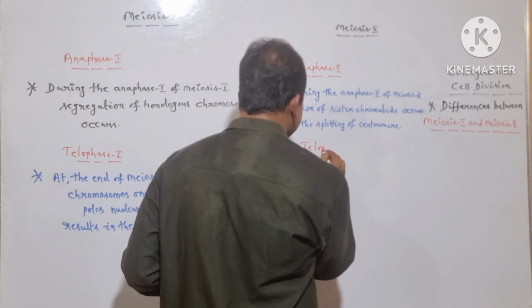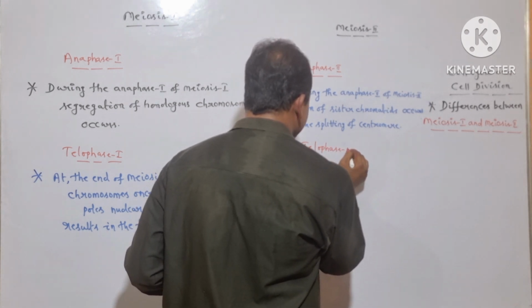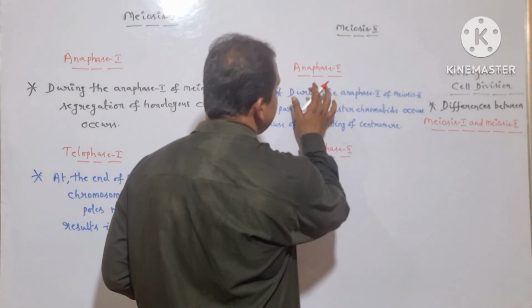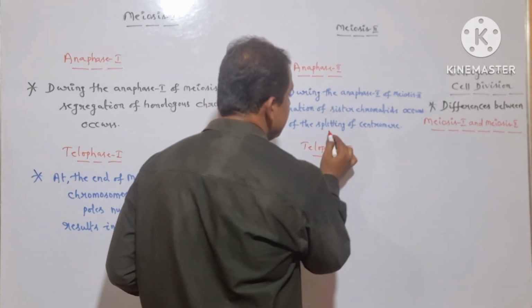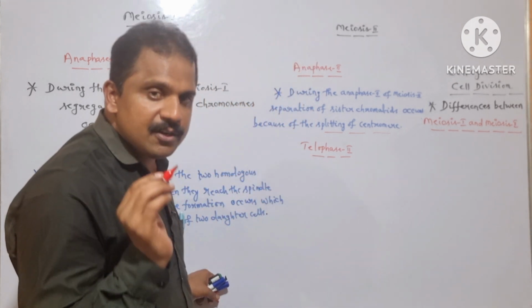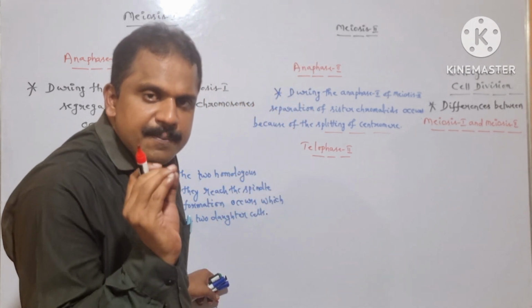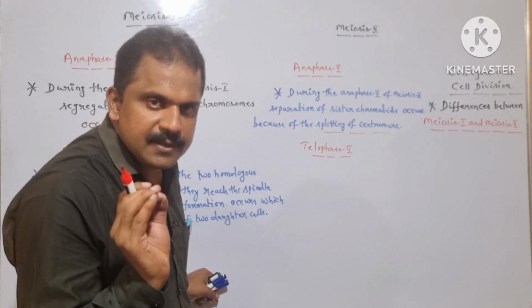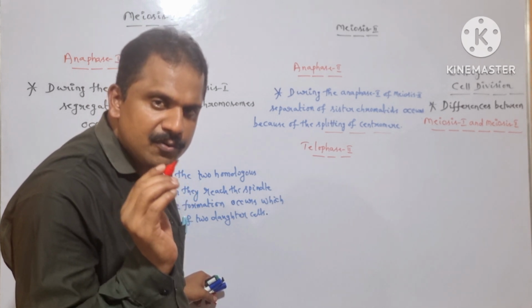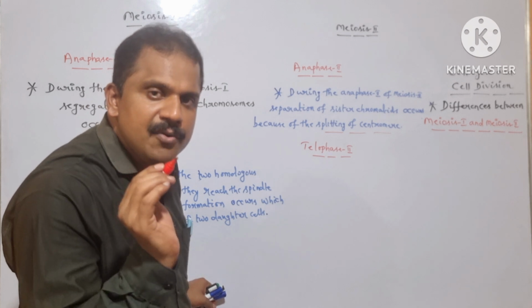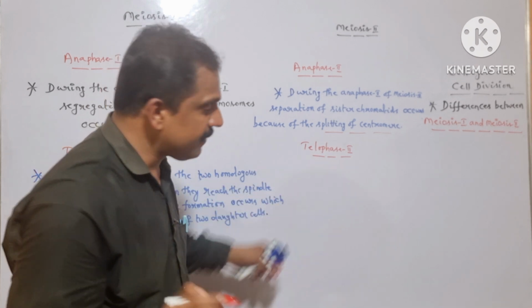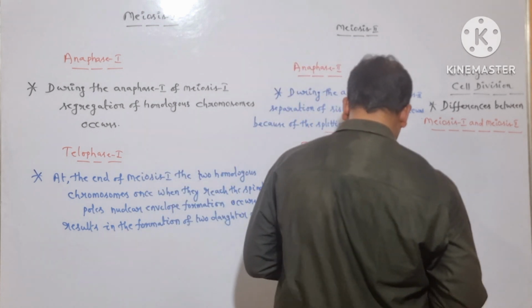What exactly happens during the telophase 2 of meiosis 2? As I have already mentioned, during the anaphase 2 of meiosis 2, splitting of centromere occurs. When the splitting of the centromere occurs, separation of sister chromatids takes place. After the successful separation of the sister chromatids, nuclear envelope formation occurs around these sister chromatids during the telophase 2. Is it clear?